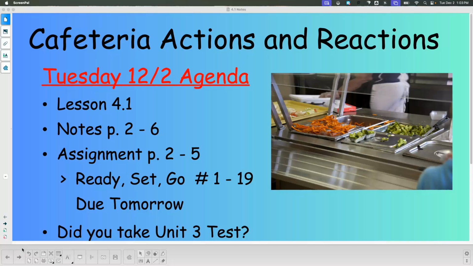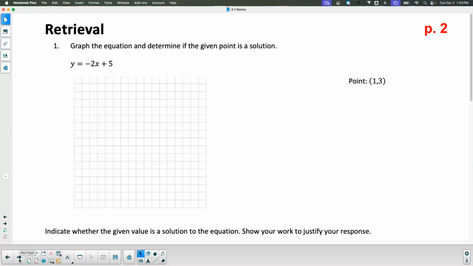Let's start with 4.1. If you wouldn't mind doing the retrieval on page 2 of the packet that you should have picked up when you came in. Remember, when we're graphing lines, we graph them with a straight edge. What are some alternatives to a ruler if you don't have a ruler? You could use your ID. Phone case? Still no. You could use your homework packet. You could use your debit card or something like that. Or if you actually have a ruler, you could use a ruler.